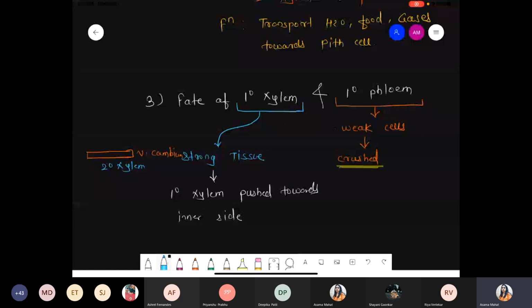This secondary xylem exerts pressure because secondary xylem activity is more active, 8 to 10 times more active. So now what happened? This secondary xylem creates a pressure because continuously they are showing growth. So ultimately, the secondary xylem pushes the primary xylem, and slowly that primary xylem also pushes toward the center. It means one is pushing the other.